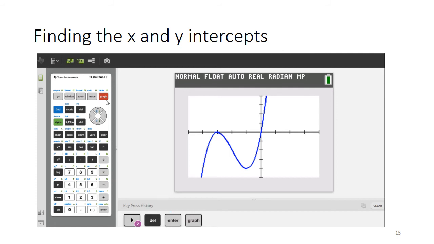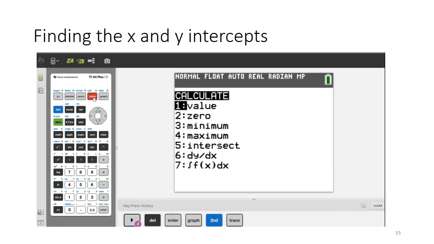What do we need to identify on this graph? Well, first things first, we need to find the x-intercepts and the y-intercepts. How do we find that? On this graph, you can see it should be at this point and at this point. But you can ask the calculator to solve it for you. This is an important bit. How do you do that? You go to second and calc.